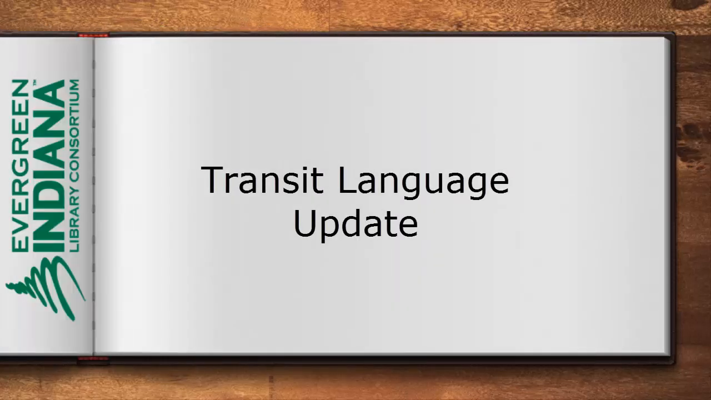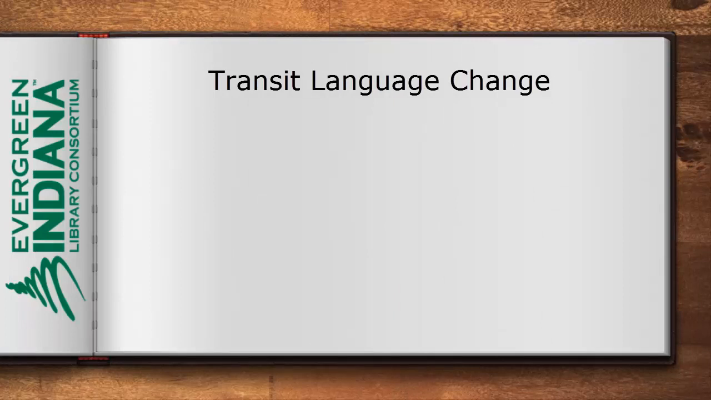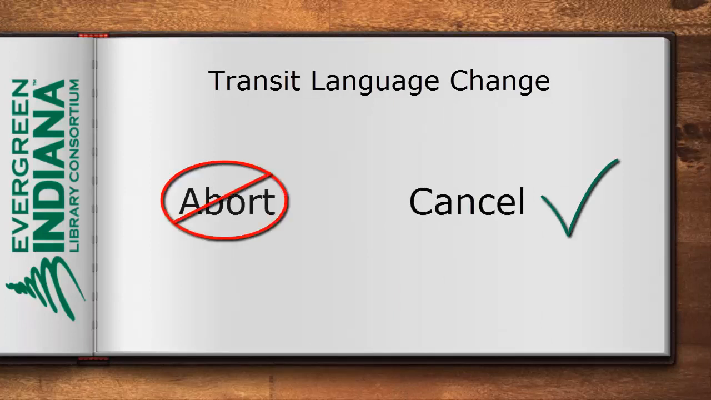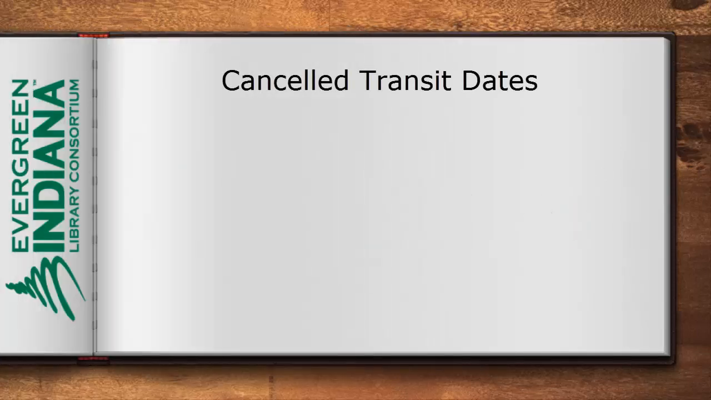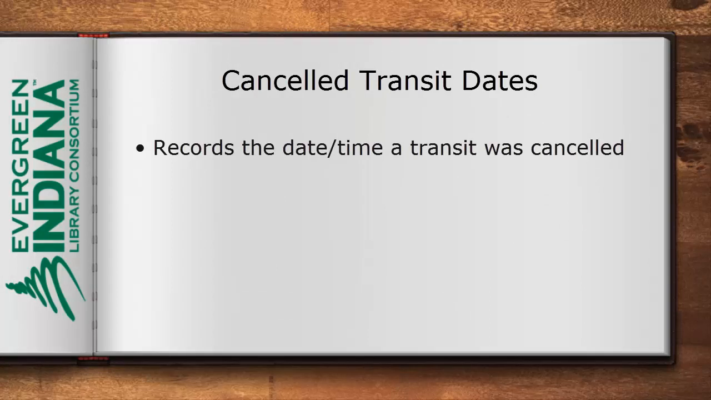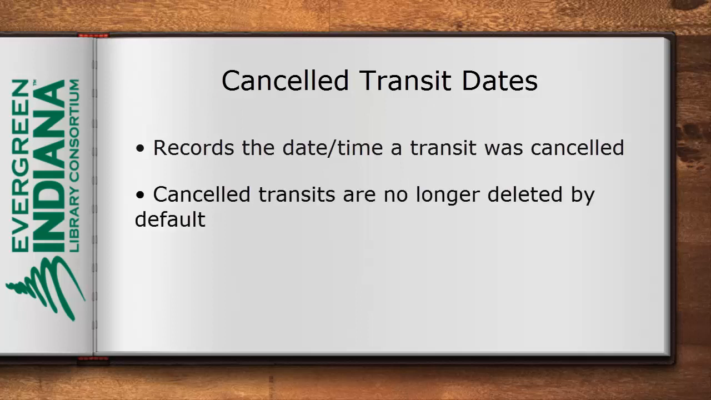Transit language update. Menu options related to transits have been updated to remove the term abort and replace it with cancel. In keeping with that change, a new data field for the date a transit was canceled has been added. Historically, if a transit was canceled, it was deleted and removed from the reportable data sources. With the upgrade, the transit information is retained with a date so that research may be completed on the where, when, and how of the cancellation.